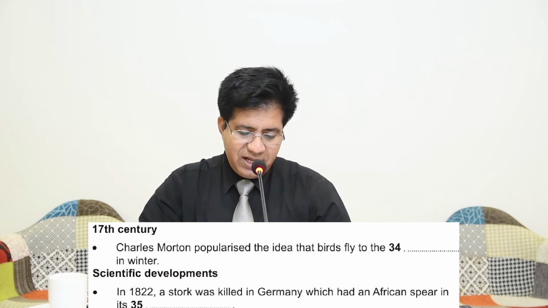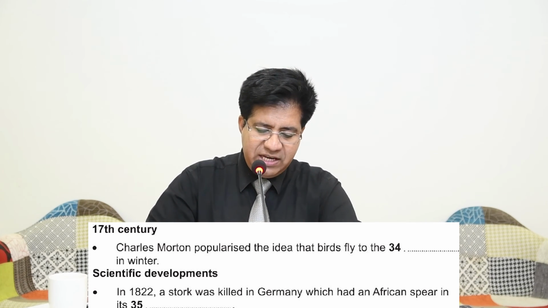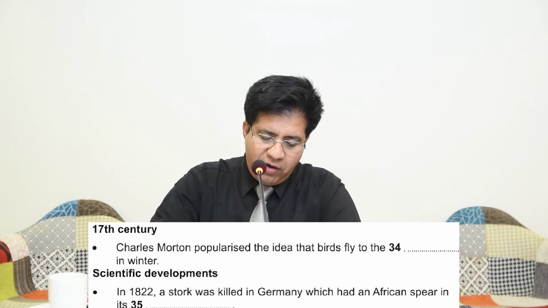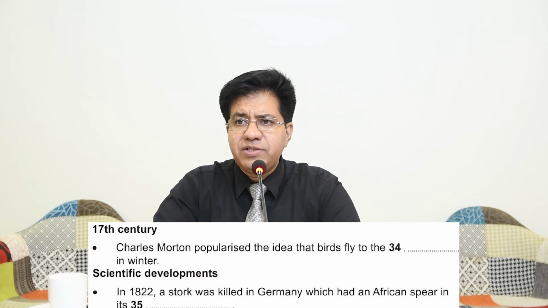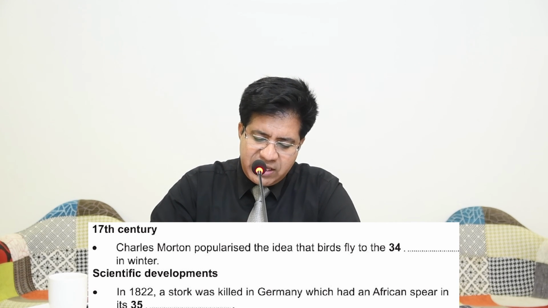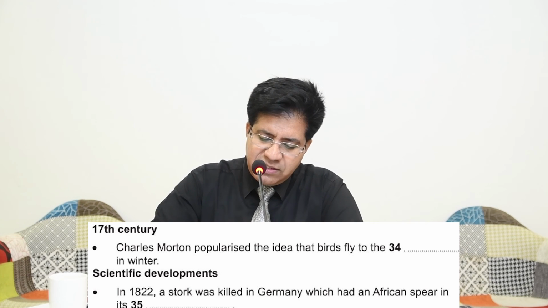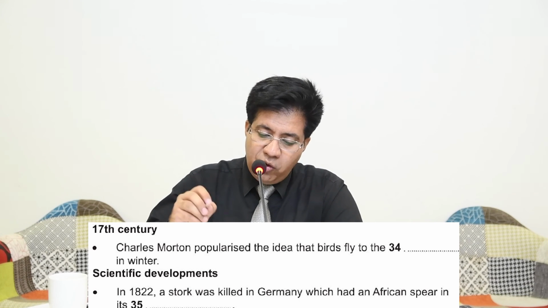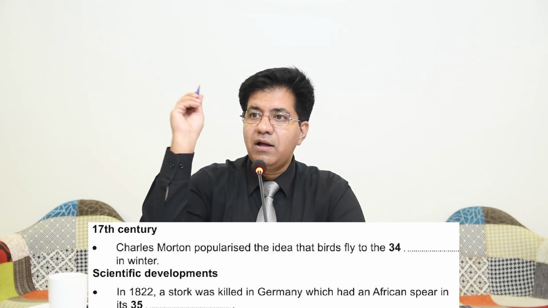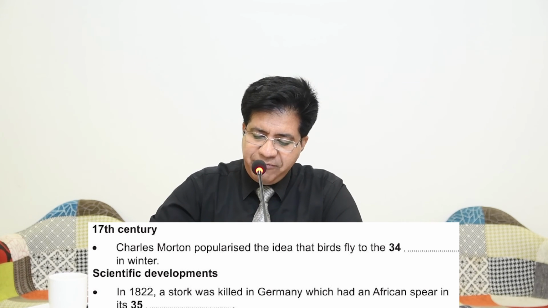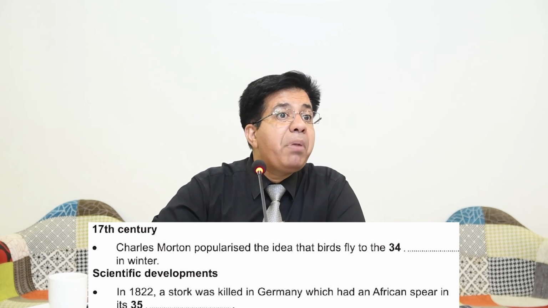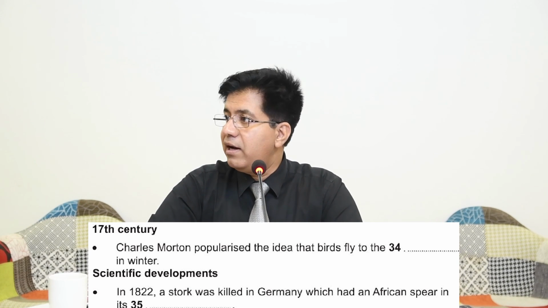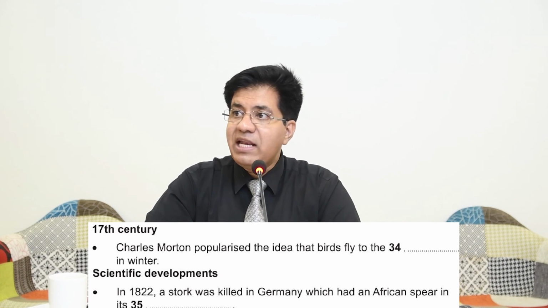All right? Okay, question number 35, scientific developments. In 1822, a stork was killed in Germany. Now, again, it can be a bird, as we are talking about birds. A stork was killed in Germany, which had an African spear in its something. Now, its means bird. So, spear is what? You know spear? So, which had an African spear in its. Its means part of body, a part of the bird's body. Clear? Let's see. Now, it can be any part of the bird's body.